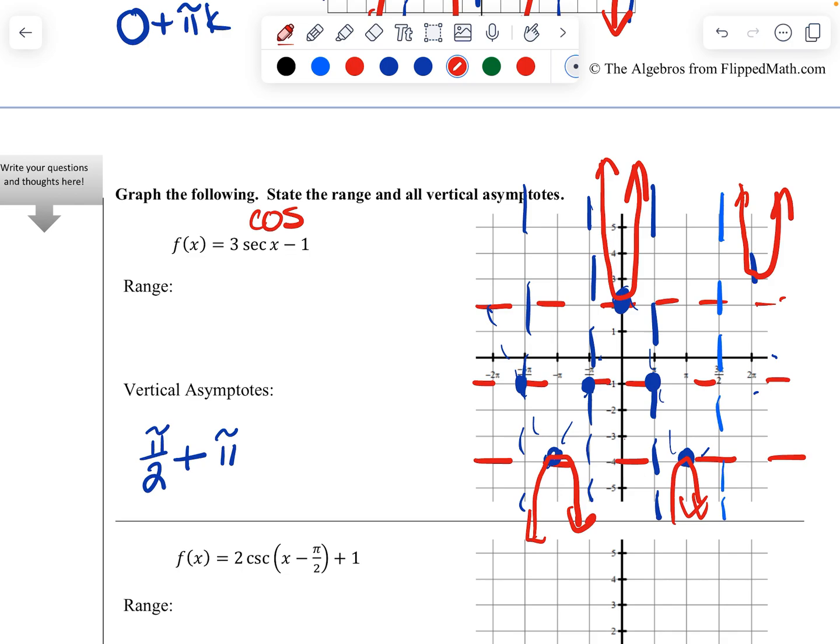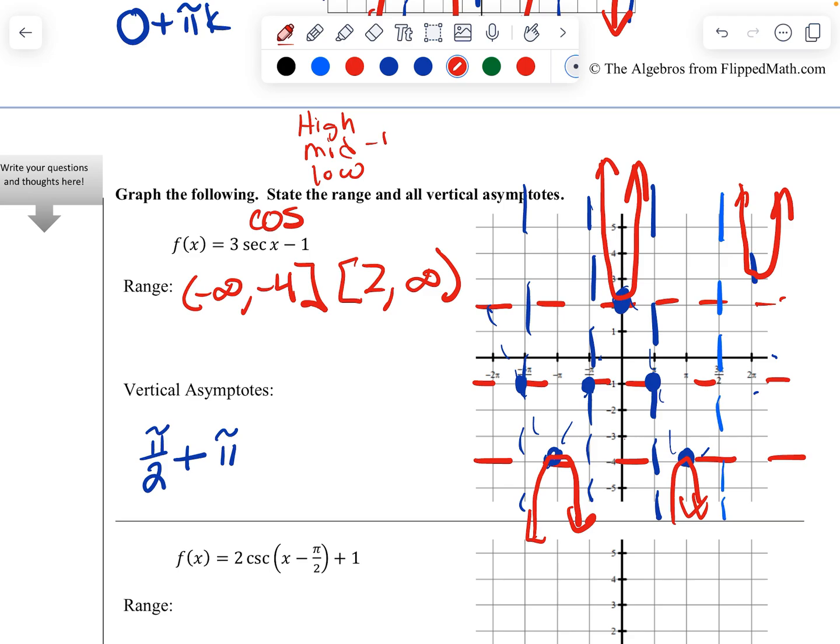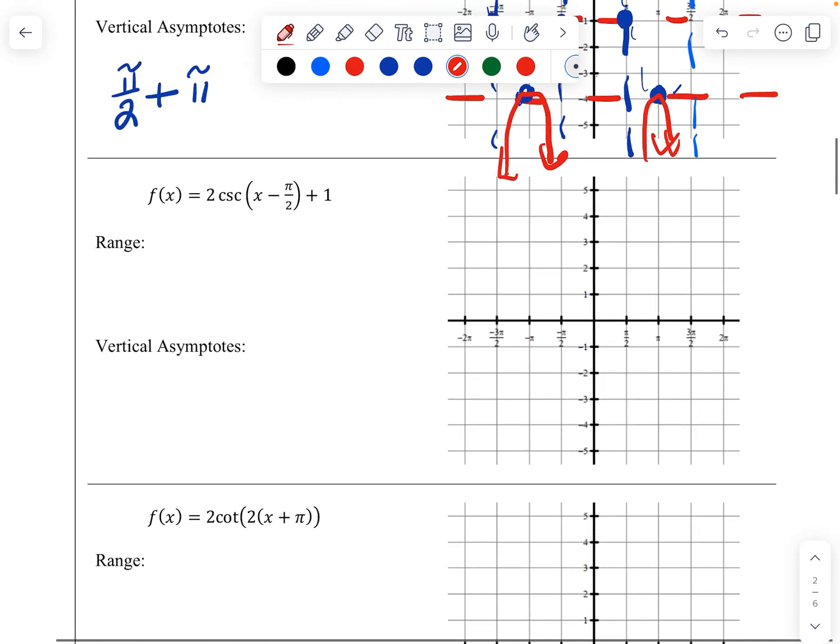So what is our range? Well, it goes from -infinity to -4, and then it starts again from 2 to infinity. And you can kind of think of this, if this was a cosine, like if you were to think of our high, our mid, our low on just the cosine, it's -1, our high is at 2, and our low is at -4. So it's on the outside of those.